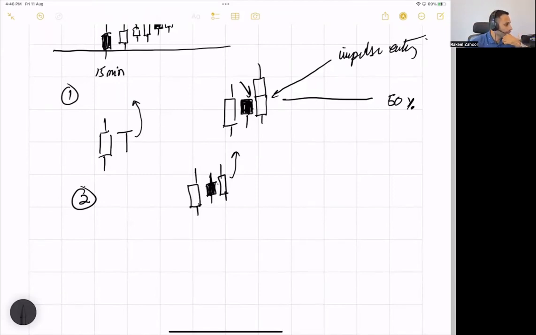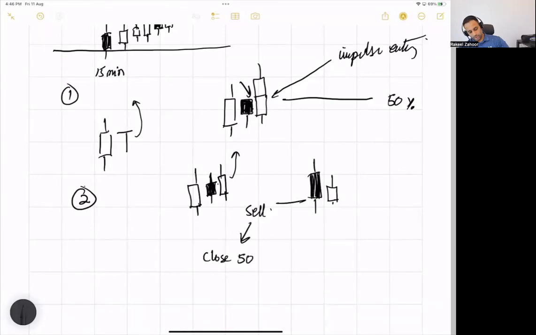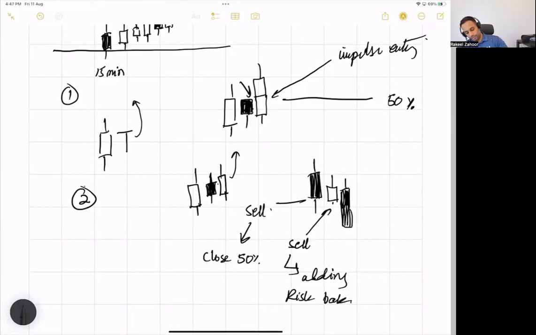In scenario one, can you talk about your favorite, most profitable trades? Yeah. So let's say you have a candle going bearish and I take a sell and the next candle closes bullish like this. I close 50%. And when the next candle starts to break the low of the previous candle, impulse entry goes in. And that's adding risk back, anticipating price to continue pushing down.